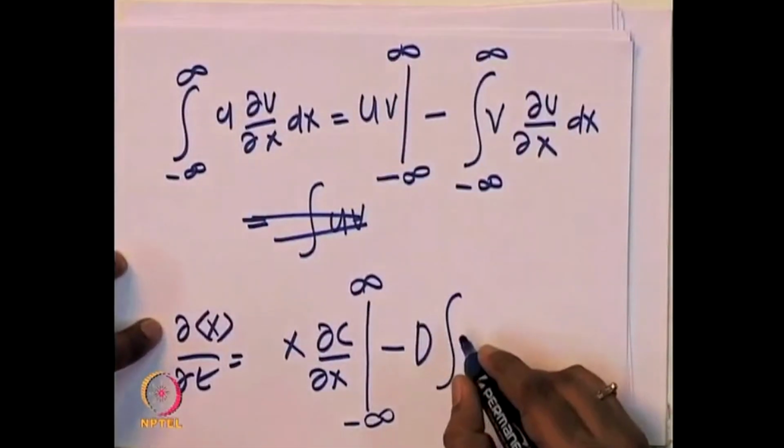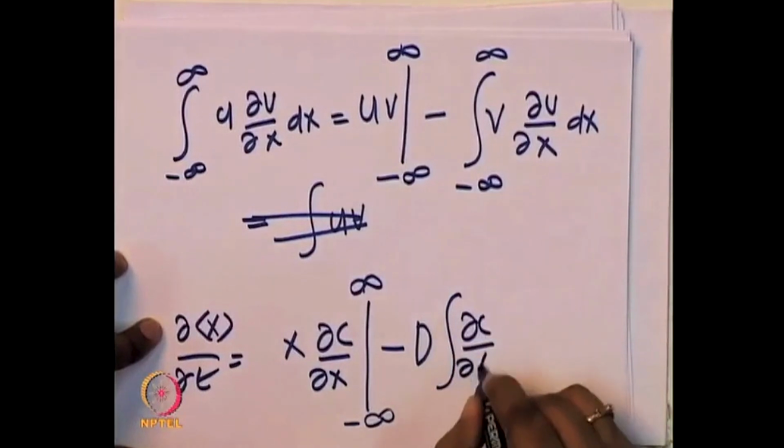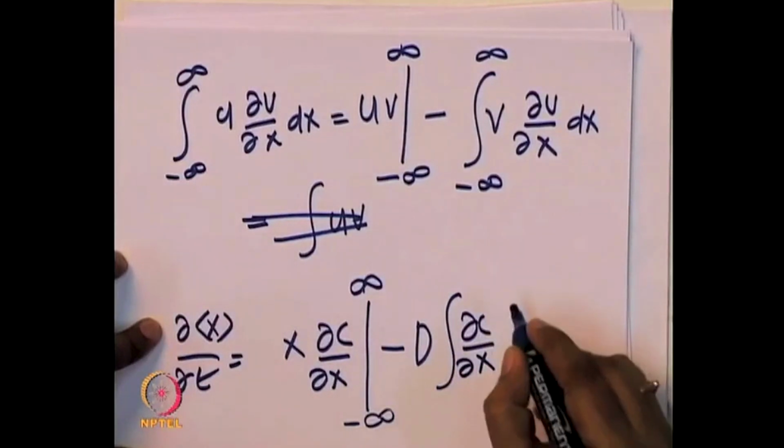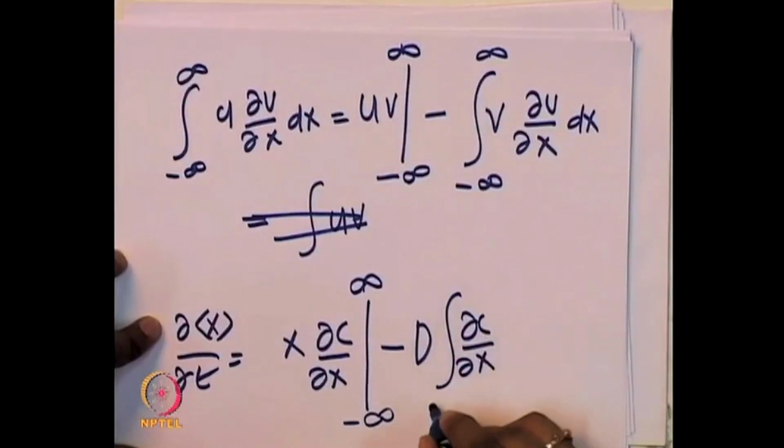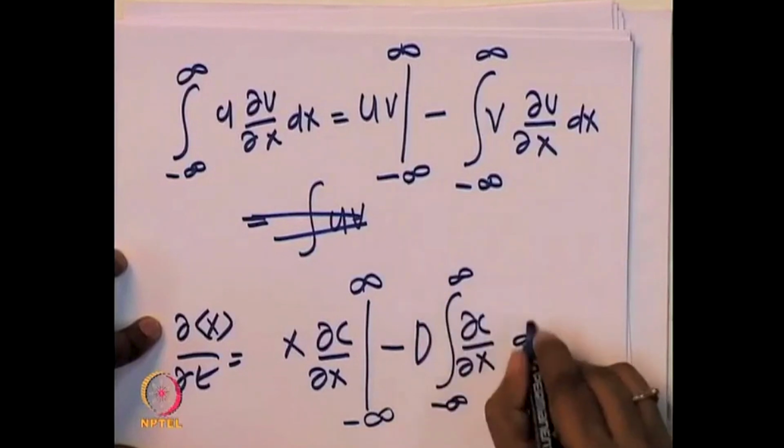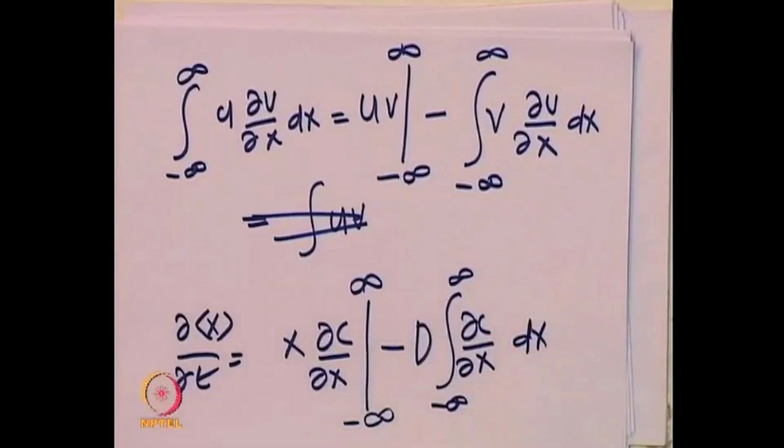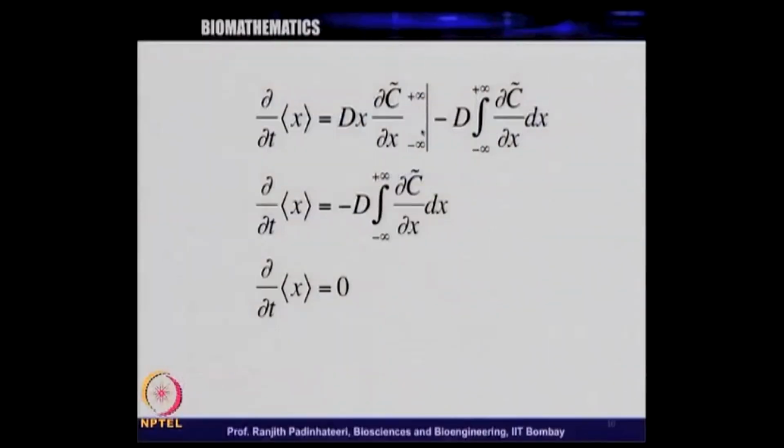Now v is del c by del x, and du by dx is 1. So this is what you will get, which is precisely what I have written: D into x dc tilde by dx in the limits, minus D into integral del c by del x del c tilde by del x dx. So this is what you would get.